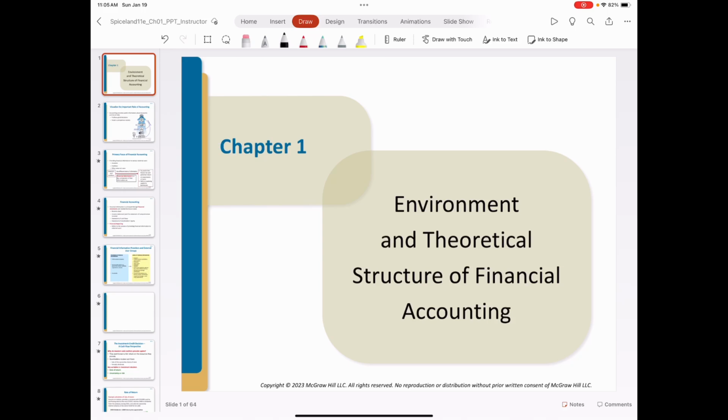Chapter 1: The Environment and the Theoretical Structure of Financial Accounting. In this chapter, we focus on two primary topics. One is the environment of financial accounting. Basically, we will answer what is accounting and why we need accounting in our society. Next is the theoretical framework of financial accounting, which provides the theoretical foundation for accounting.